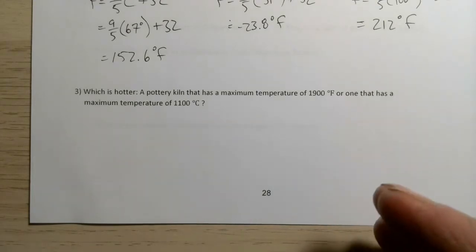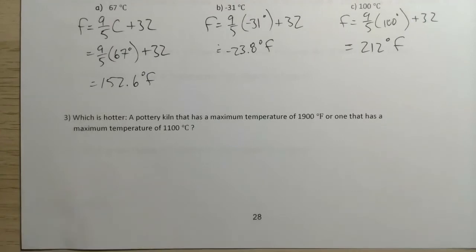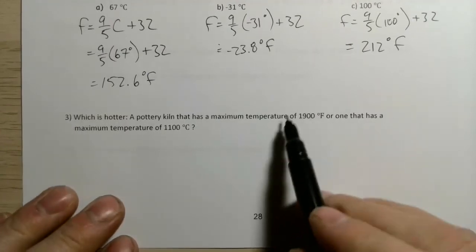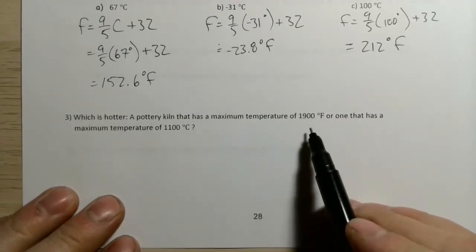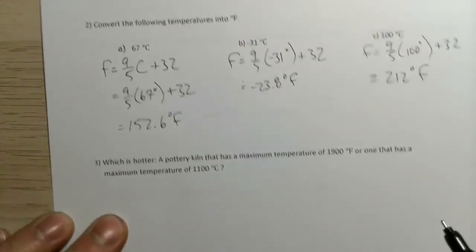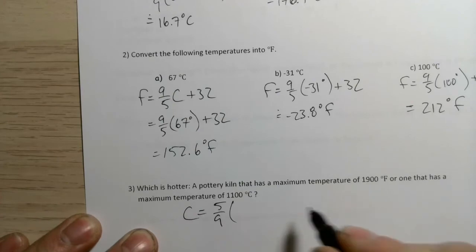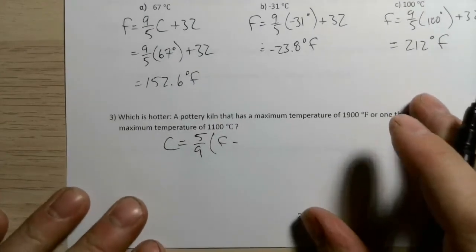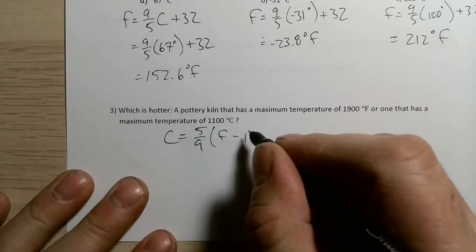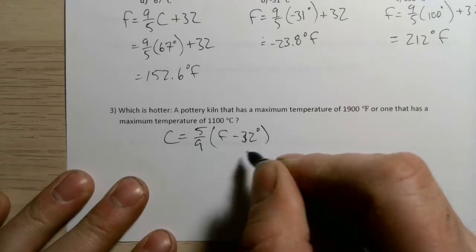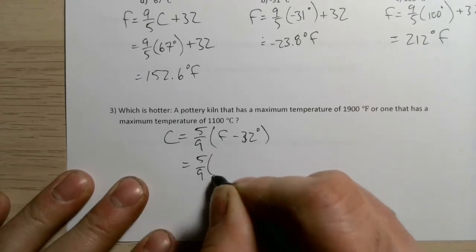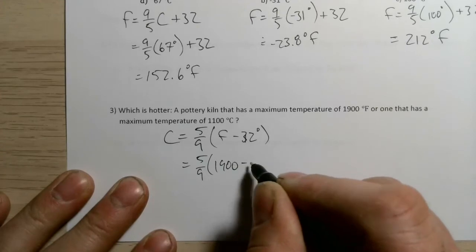Well, it doesn't really matter how we approach this here. We just got to change one of the units into the other one. Because the first one that I saw here was the 1900 degrees Fahrenheit, let's convert that one into Celsius. So that's going to be 5/9 of that Fahrenheit measure minus 32. So this is going to be 5/9 of the 1900 minus 32.